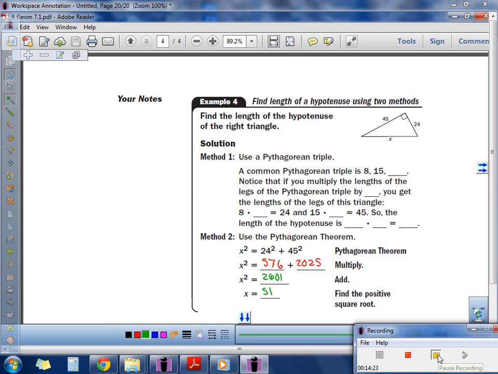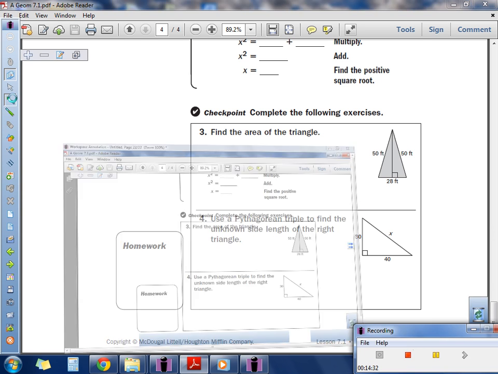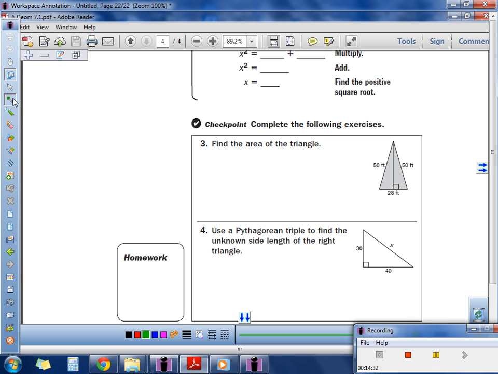All right, here's our last one. Try these checkpoints and then we'll be good to go. All right, here we go on this last couple of checkpoints. The first one says find the area of the triangle. Remember, when you're trying to find the area, it will ask you to find the area of the whole shaded region. So eventually, we're going to have to use our area formula for a triangle.